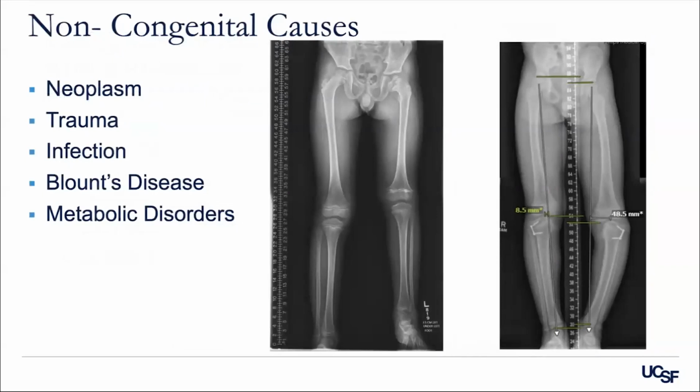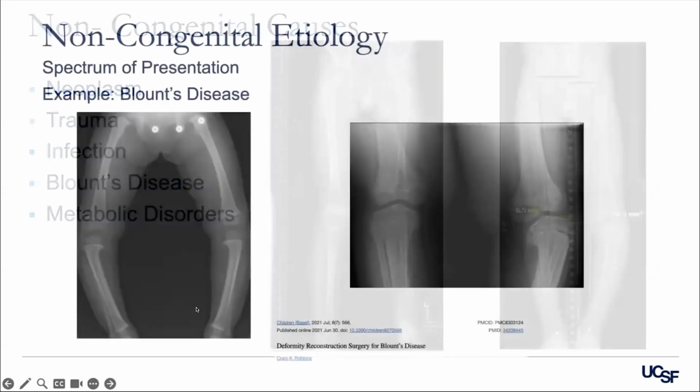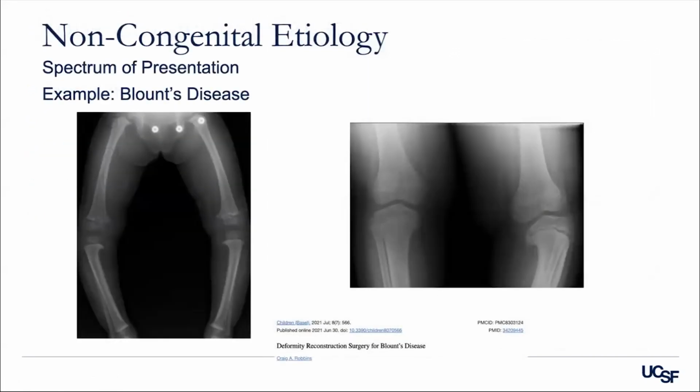Non-congenital causes include, but are not limited to, neoplasm, trauma, infection, which is the X-ray picture on the left here, Blount's disease pictured on the right X-ray, and metabolic disorders. And similarly to congenital etiologies, within one diagnosis, there can be a large spectrum of presentation. So these images show a spectrum of presentation within Blount's disease.